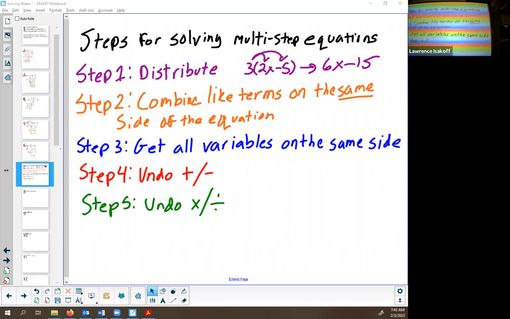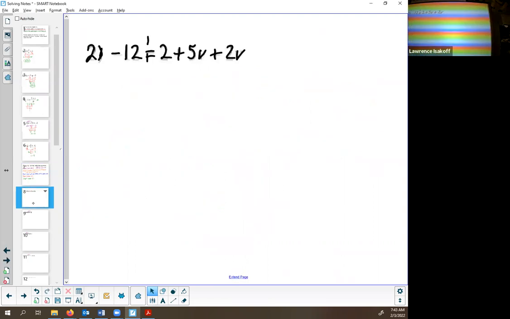So not every step is going to be necessary every time. There are times we're going to look at it and be like, well, there was no distribution, so I don't have to distribute. There are times you're going to go, oh, my variables are all on the same side already. I don't have to worry about that step. But we're still going to see, hey, do I have to do something for that step each time? Let's take a look at our first example.